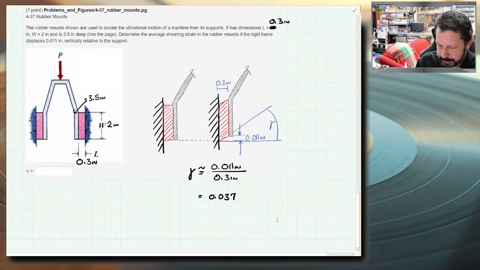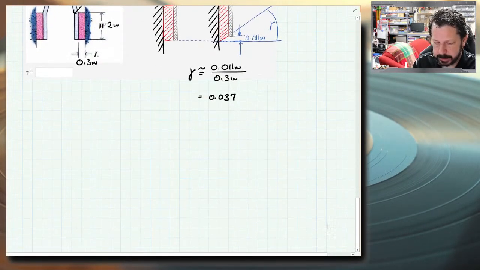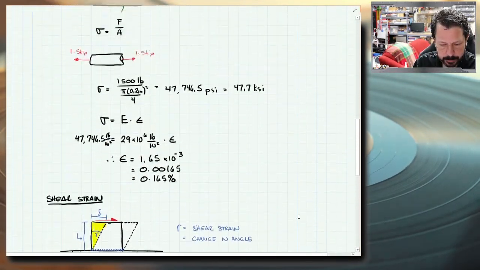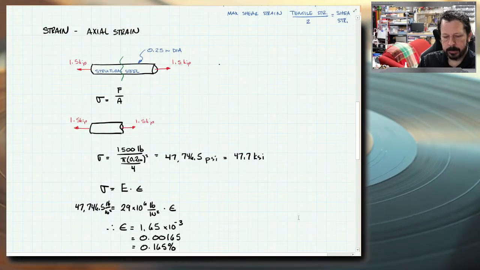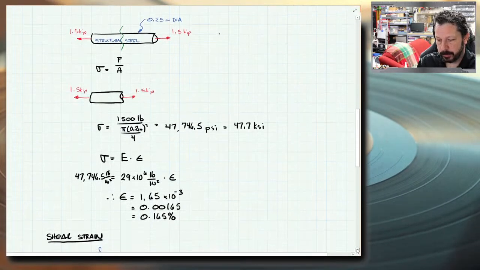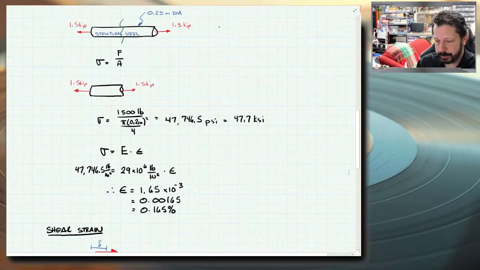Now, the last thing I think we do have time to do, the last thing I want to do is sort of related to this. I want to calculate, if I know the force and the material and its dimensions, how much something changes in length. So we're going to call that axial deformation.